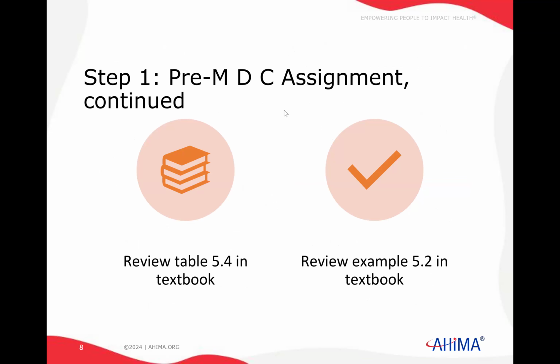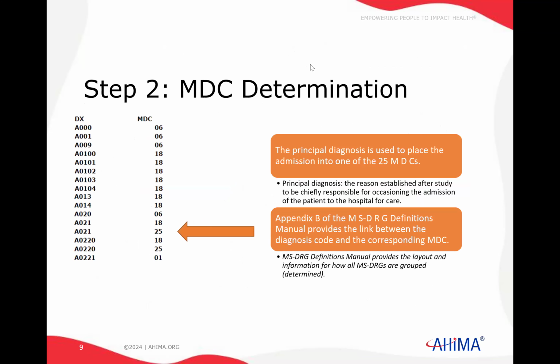So please, I will let you guys review tables 5.4 and 5.2 in your text. And then here's an example of what we're talking about. We have the principal diagnosis, and the principal diagnosis will place an admission into one of the 25 MDCs. And again, important thing to bear in mind, we only have principal diagnoses for hospital inpatient stays, and that's the reason established after study to be responsible for occasioning the admission of the patient to the hospital. In other words, it's the reason for admission.